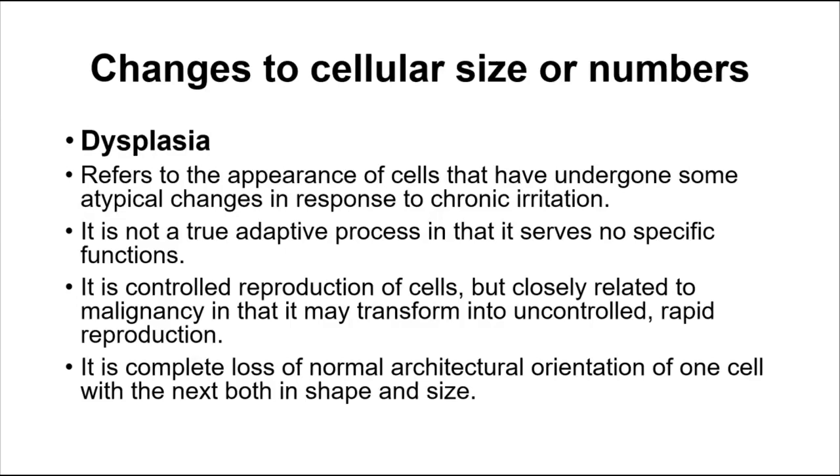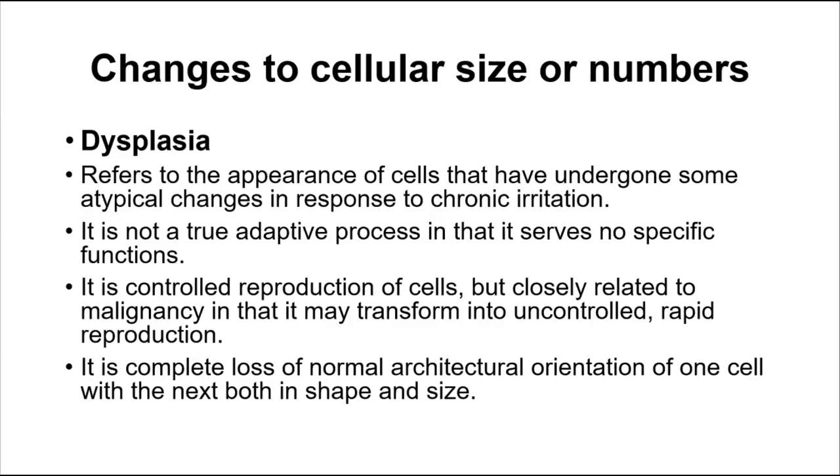It is a controlled reproduction of cells, but closely related to malignancy in that it may transform into uncontrolled rapid reproduction. So by the way, dysplasia is not good because there is a higher tendency for it to transform into malignant cells that cannot be controlled by our body anymore. In dysplasia as well, there is a complete loss of normal architectural orientation of one cell with the next, both in size and shape. And I will show you a picture later on so that you can understand the difference from one cellular change in cellular size to another.